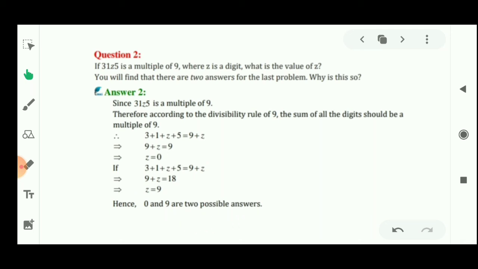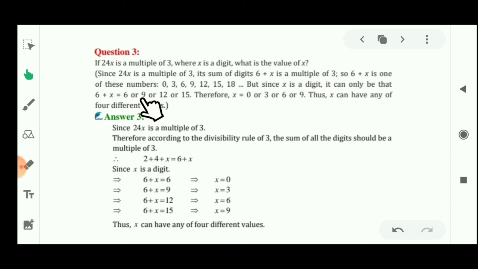Let's see the next question. In the next question, we have to find out whether this is a multiple of 3, where x is a digit, and what the value of x will be. 24x is given in the question, and we have to find out if it is a multiple of 3, yes or no, and then find the value of x. Firstly we should add the digits, that means 2 plus 4 plus x. After adding 2 plus 4, its value is 6, and x is noted in a similar way, that means plus x.